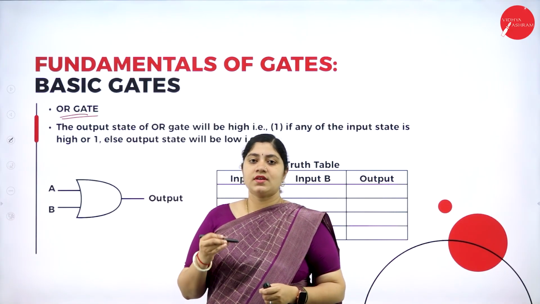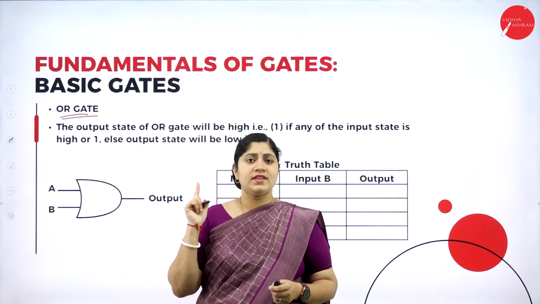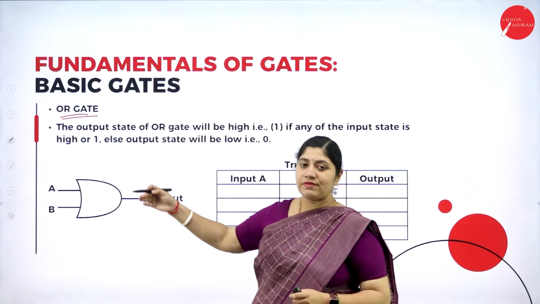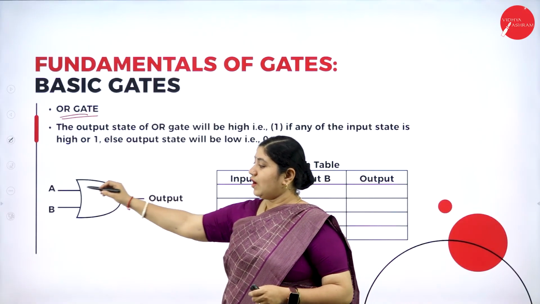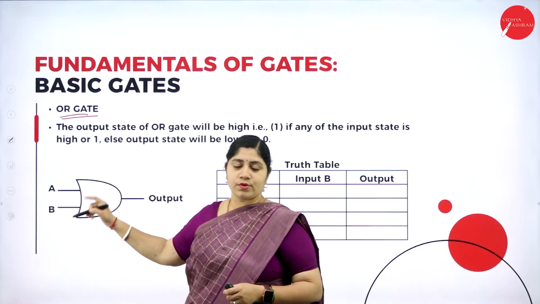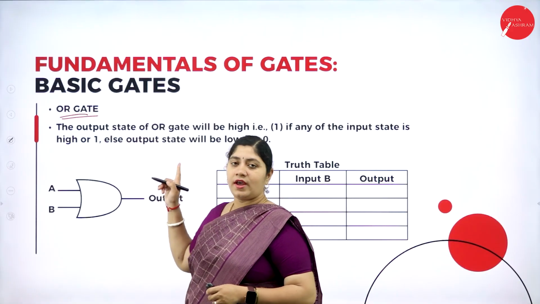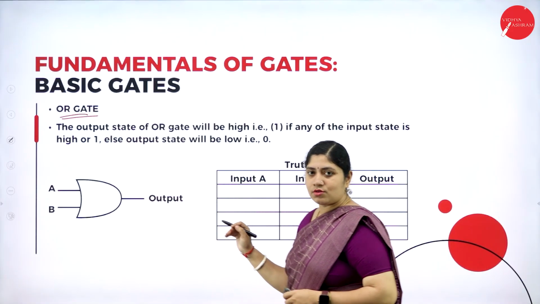We can say the output state of an OR gate is high when at least one input goes high. Even here we will be working with two inputs and one output. Whenever any one of these two inputs is high, then we can expect the output to be high. Alright, so let's see this with a truth table.